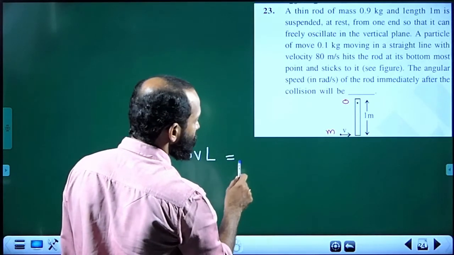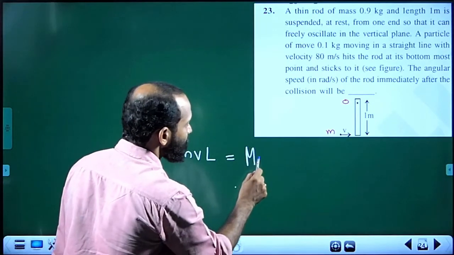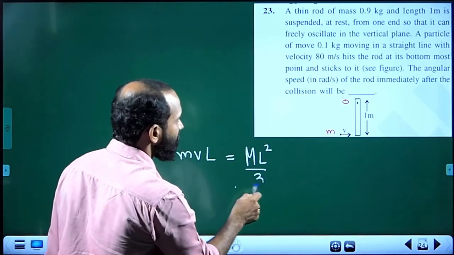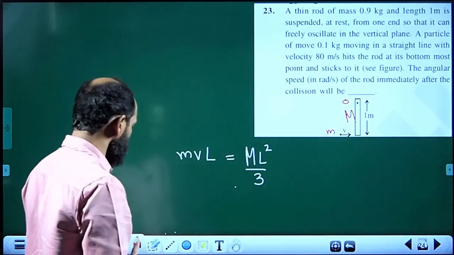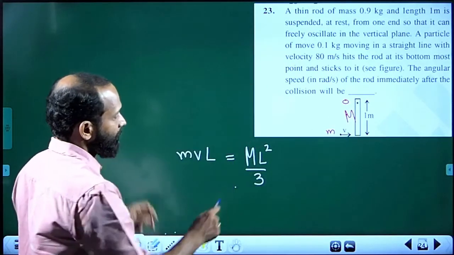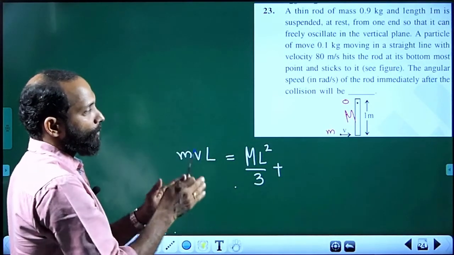What is that moment of inertia? Moment of inertia of the rod alone is capital M L square by 3, where capital M is the mass of the rod, small m is the mass of the particle, care should be taken, plus moment of inertia of the rod is written.